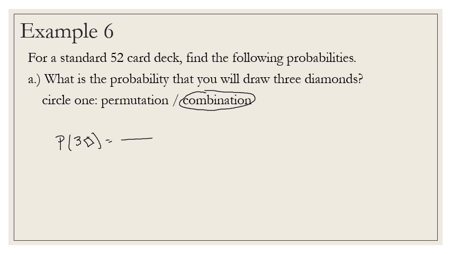Since we're using combinations, there are 52 total cards in the deck, and we're trying to draw 3. And there are only 13 diamonds. So there are 13 diamonds in the deck, and we're going to choose 3 out of 52 total cards. Okay, so I'm going to type this in: nCr 13,3 divided by nCr 52,3, and then hit that fraction button. So I get 11 out of 850 for my probability.